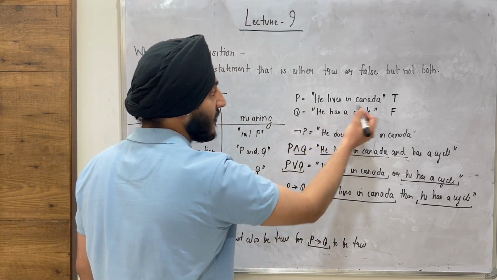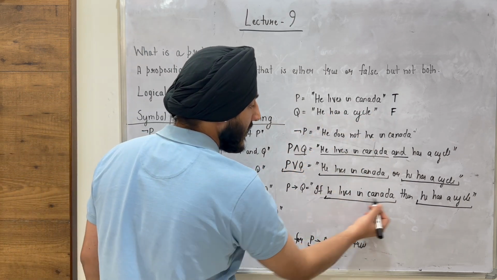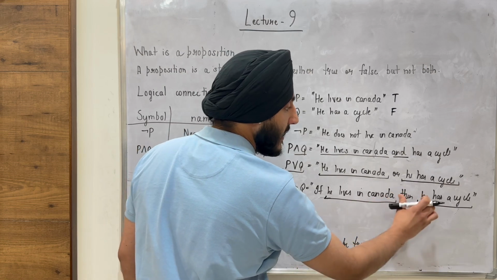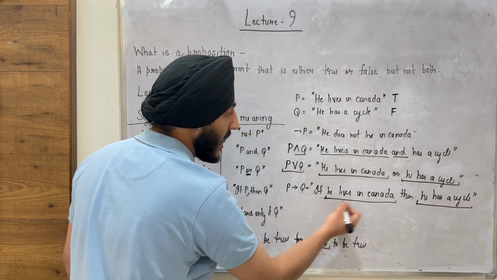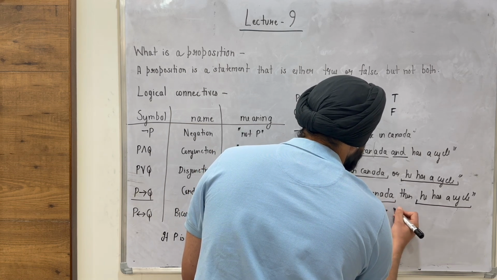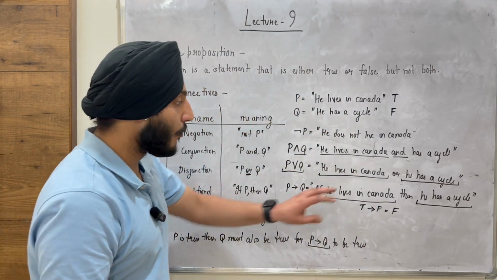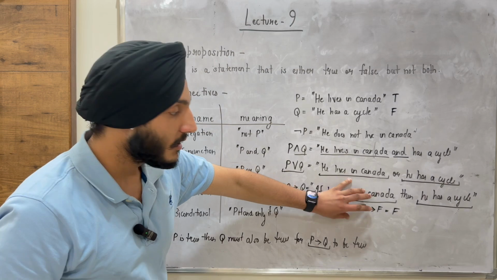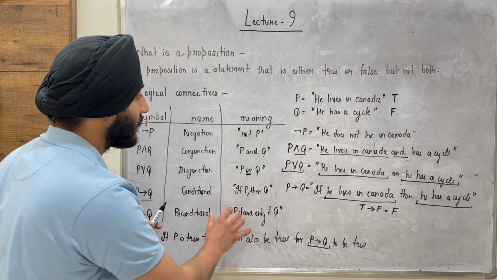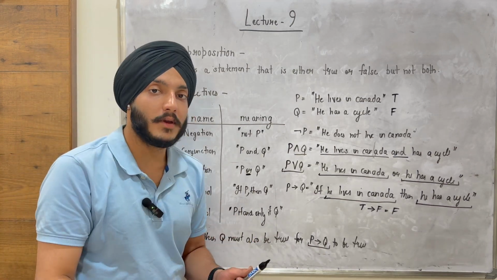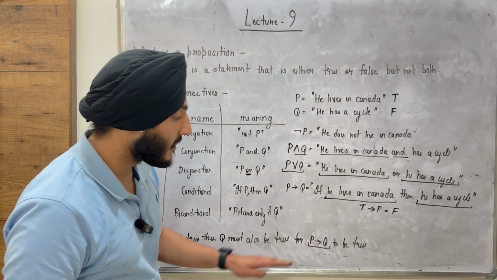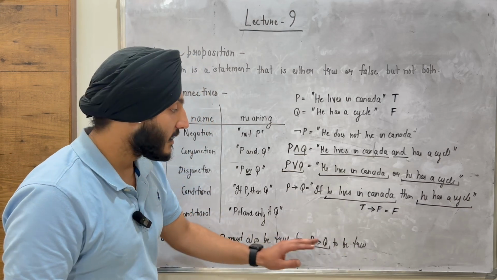So think about it. He lives in Canada. If he lives in Canada, that means this is true. Then he has a cycle. But since he lives in Canada and he does not have a cycle, that means this entire proposition is going to be false. Why? Because I need both these conditions to be true. Since this is true, then this condition should also be true. That is the main important thing to understand in the conditional logic. Just a quick summary once again. The left condition should be true. If the left condition is true, then the right condition should also be true. If that's not the case, then it is going to be false.